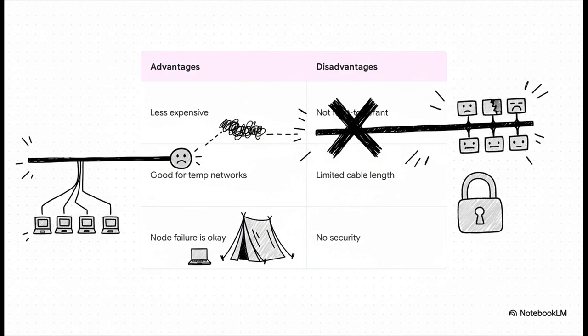So the key thing to understand here is the trade-off. The big advantage? Cost. It's cheap because you only need one main cable. It's also great for a temporary setup. But, and this is a big but, the disadvantages are significant. If that main backbone cable fails, the entire network just goes down. And because every computer sees all the data, there's basically zero security.